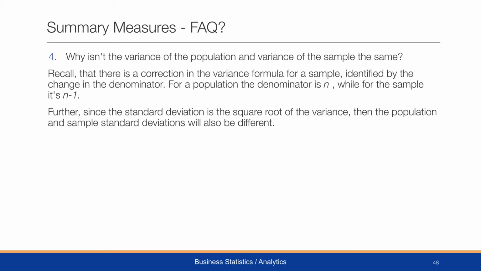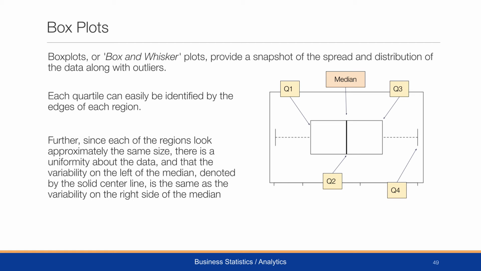Why isn't the variance of the population and the variance of the sample the same? Recall, it has to do with the correction in the variance for a sample, identified by the change in the denominator, where for a population it's n, and in a sample it's n minus 1. And further, since the standard deviation is the square root of the variance, the population and sample standard deviations will also be different.